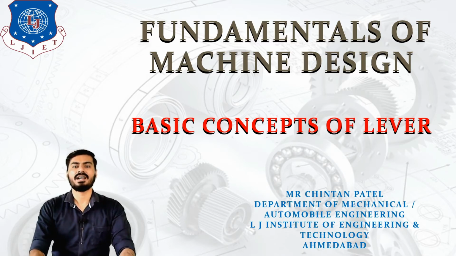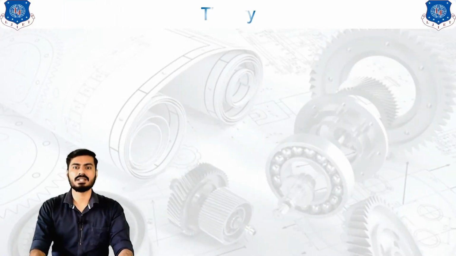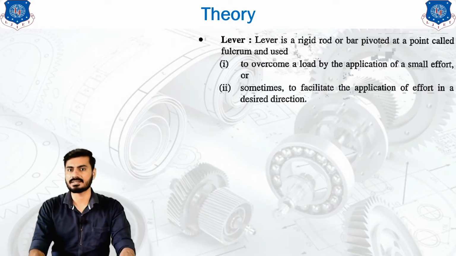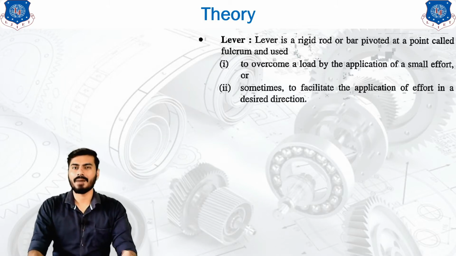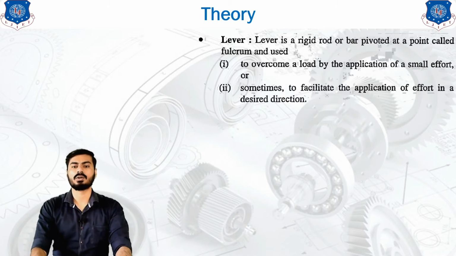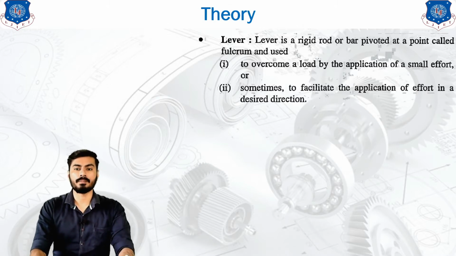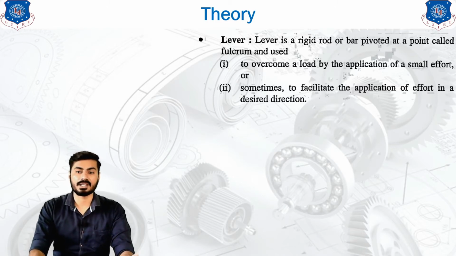Okay, and that's why all we need is proper leverage, and that's why we will learn about these concepts thoroughly. First of all, we will start with a few definitions and then we will see one theory based on the types of levers. So let's get started with the first definition of this chapter, that is the lever. The lever is a rigid body or a rod or a bar pivoted at one point, called a fulcrum, and used to overcome the load by the application of a small effort, or sometimes to facilitate the application of the effort in a desired direction.